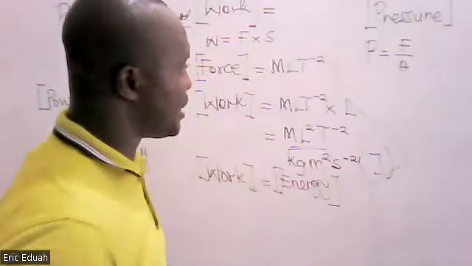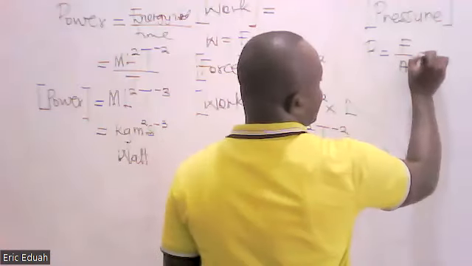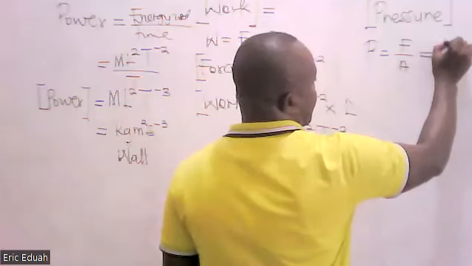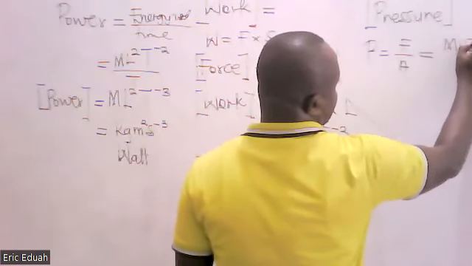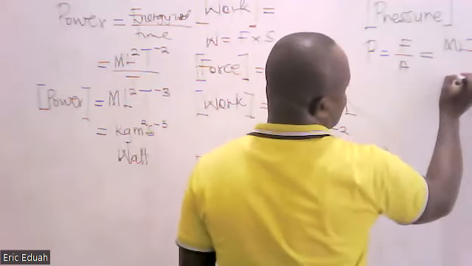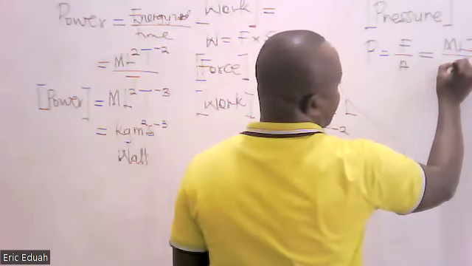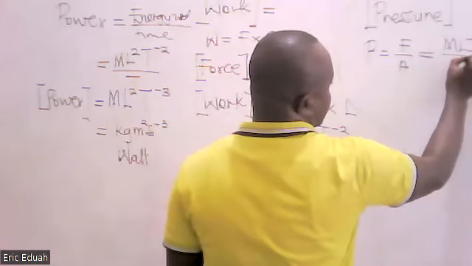Pressure is force over area. The dimension of force is MLT to the power negative 2, over area, which is L squared.